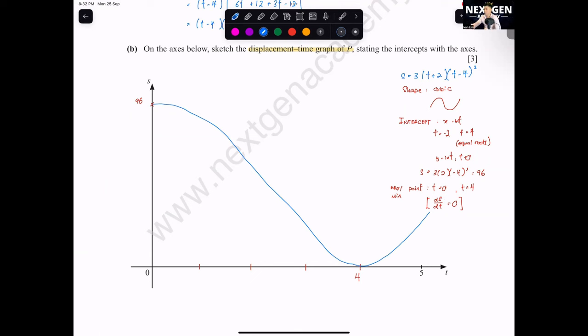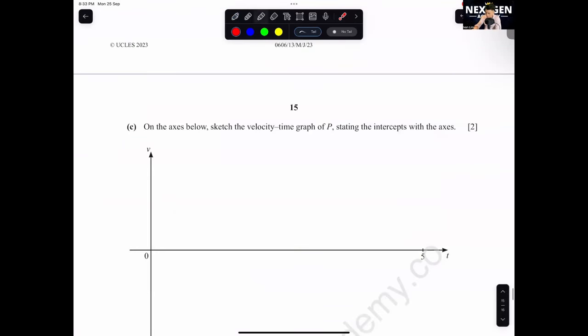Wow. Okay. This is a cubic graph. Okay, next slide. On the axis below, sketch the VT graph of P.